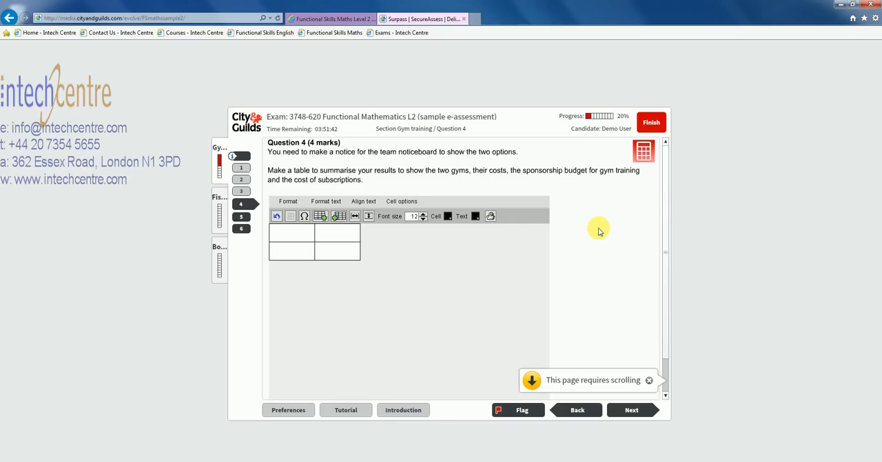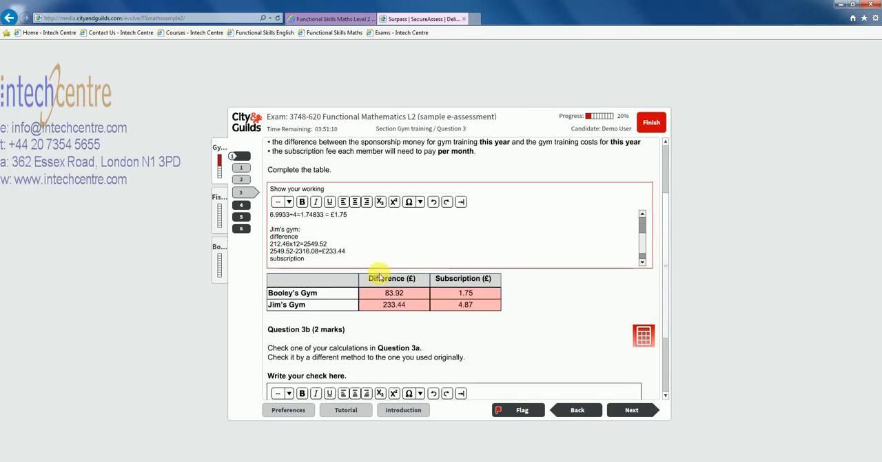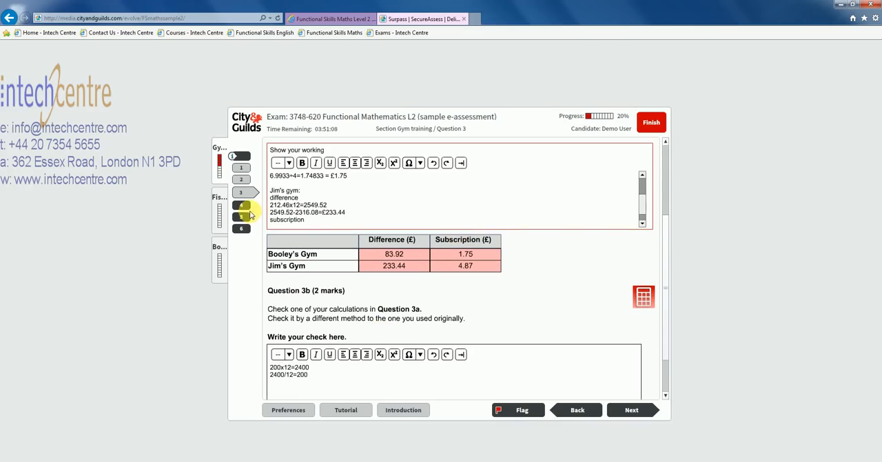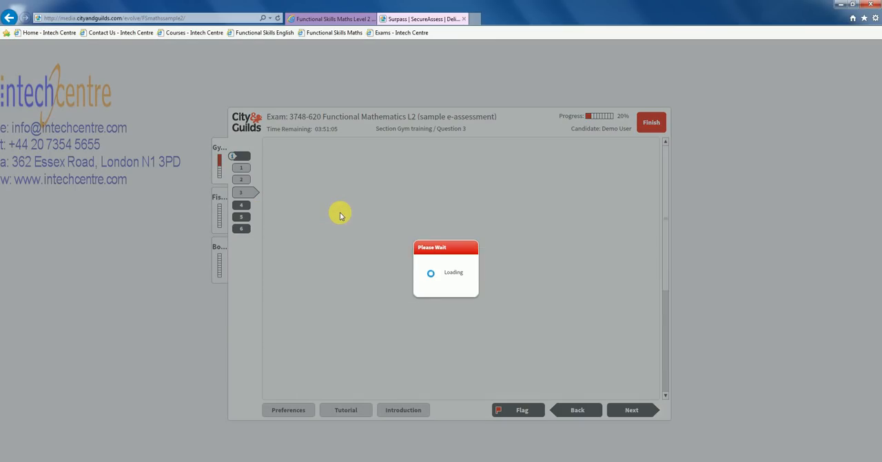Question 4 is 4 marks. You need to make a notice for the team notice board to show the 2 options. Make a table to summarize your results to show the 2 gyms, their costs, the sponsorship budget for gym training, and the cost of subscriptions. Okay, so we have the table format here. So what we need to do is that we actually just need to insert our previous data. So it's good to make a note or draw a rough table on the previous questions, if you go back to see our answers. It's basically inserting your answers in a systematic way in a table format.